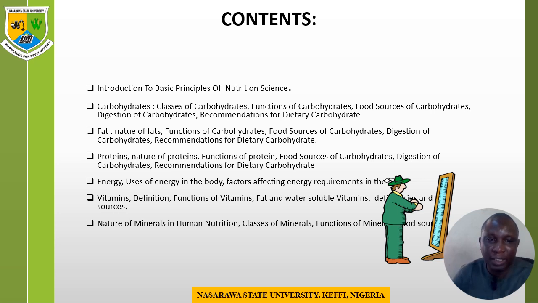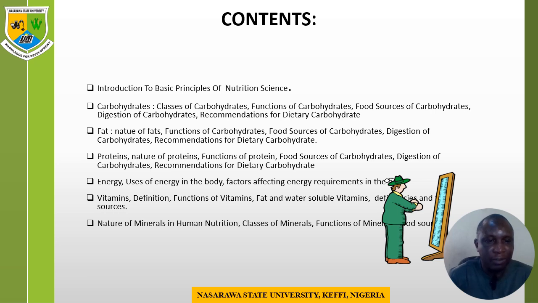The first week, we'll be looking at Introduction to Basic Principle of Nutrition Science. Week 2, we look at carbohydrate. And under carbohydrate, we look at classes of carbohydrate, function, food sources, digestion of carbohydrate, and recommendation for dietary carbohydrate. Week 3, we'll be looking at fat, the nature of fat, function, food sources, digestion, and the RDA for fat. And week 4, we look at protein, the nature of protein, function, and others.